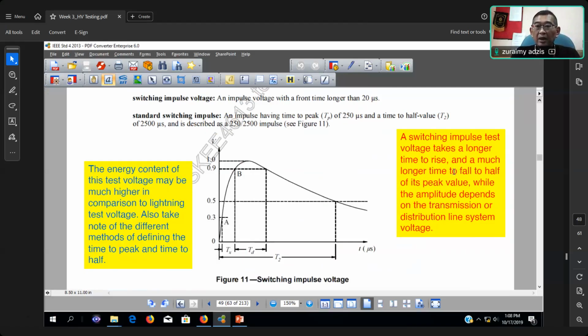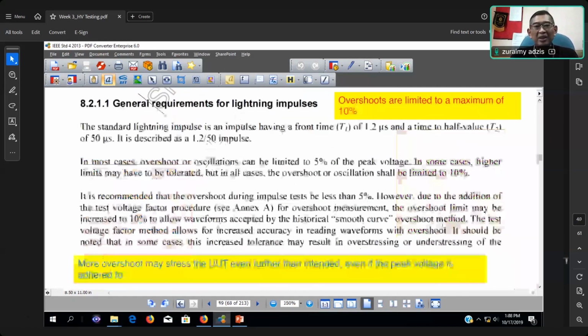Over here in the next yellow box, it says a switching impulse test voltage takes a longer time to rise and a much longer time to fall to half of its peak value, while the amplitude depends on the transmission and distribution line system voltage, which is what I just explained. So there are two different sets. Why? You can see ChatGPT's answer.